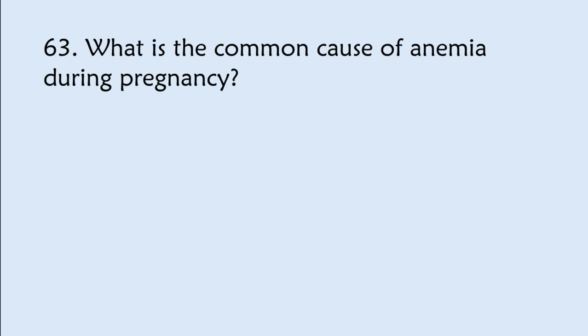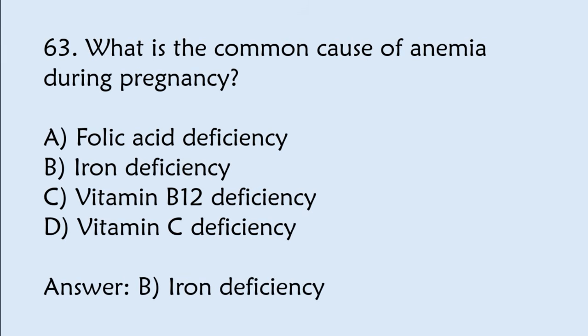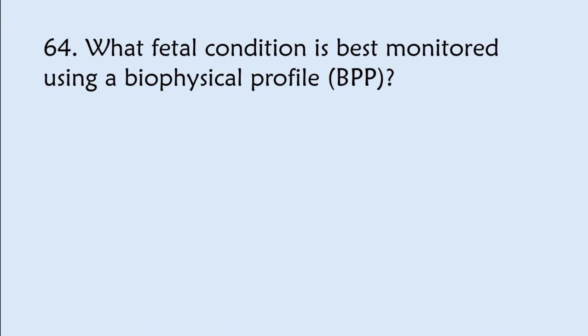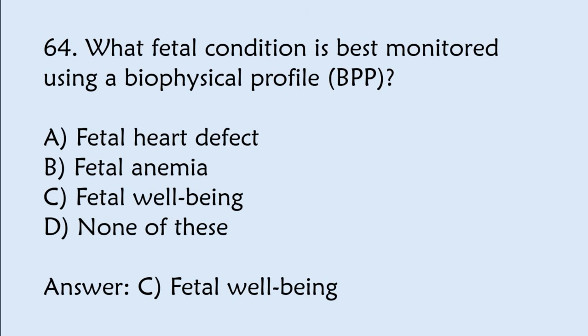What is the common cause of anemia during pregnancy? Folic acid deficiency, iron deficiency, vitamin B12 deficiency, vitamin C deficiency. Correct answer is option B, iron deficiency. Which fetal condition is best monitored using a biophysical profile? Fetal heart defect, fetal anemia, fetal well-being, none of these. Correct answer is option C, fetal well-being.